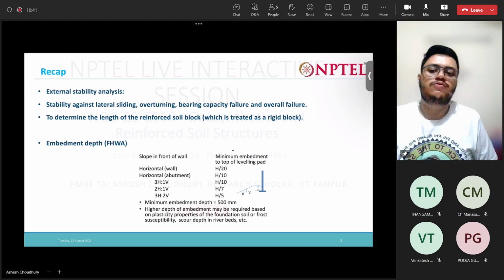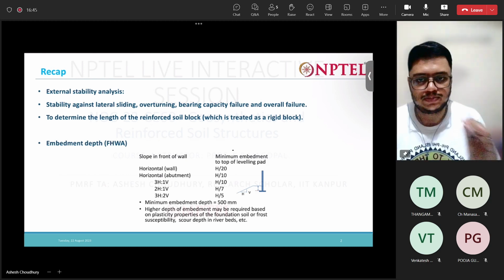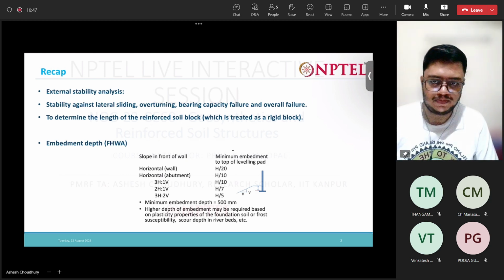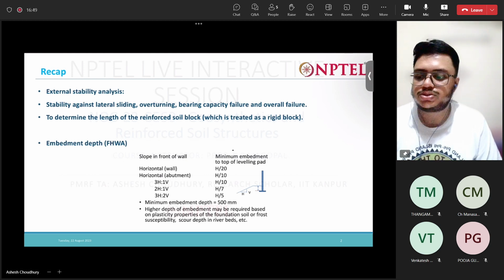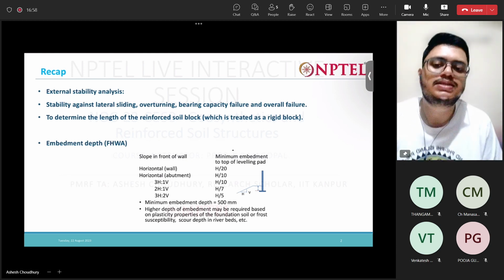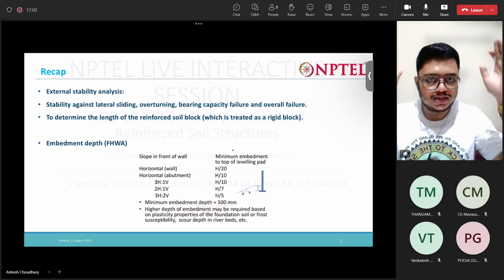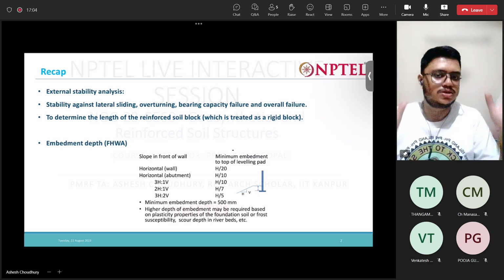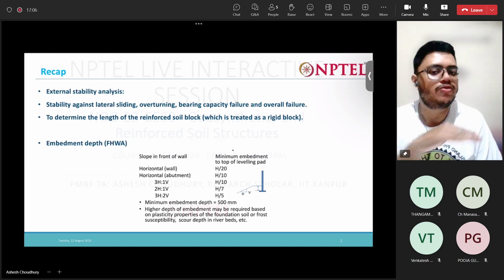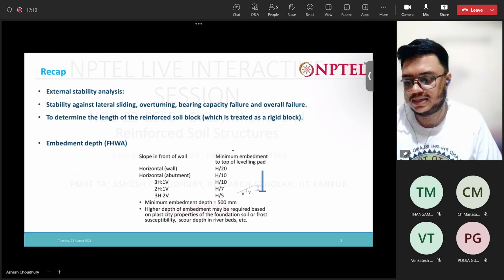These horizontal forces might cause our structure to slide over the foundation soil. So you need to check whether this sliding is prevented by the friction that occurs between the reinforced soil block and the foundation soil. All right, so that is the lateral sliding.